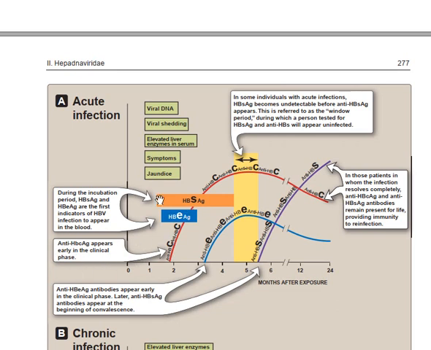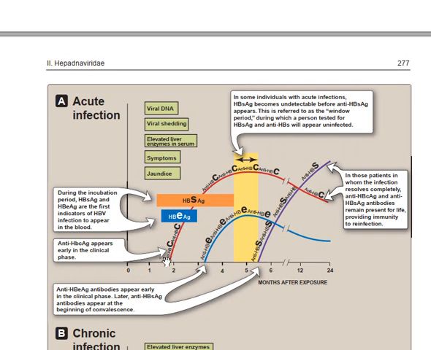Is it clear? Then later on, during the incubation period, hepatitis B surface antigen and hepatitis E antigen are the first indicators of hepatitis B infection to appear in blood. So when the patient is infected, the core antigen has no time to be seen. The first ones to be seen are hepatitis E antigen and hepatitis B surface antigen. The first to be seen is supposed to be hepatitis B core antigen, but it is so minimal that it cannot be detected with clinical testing.